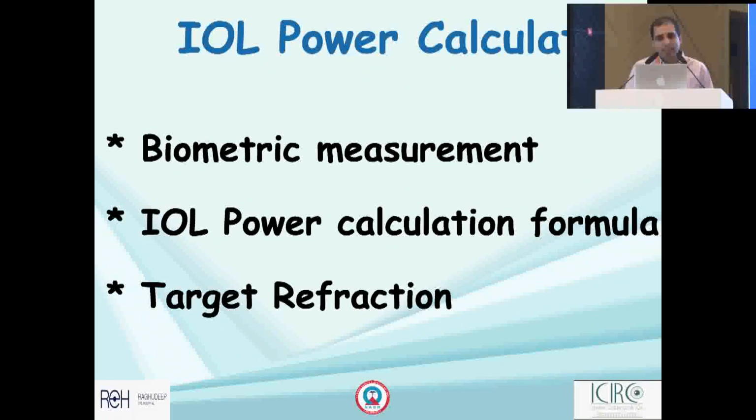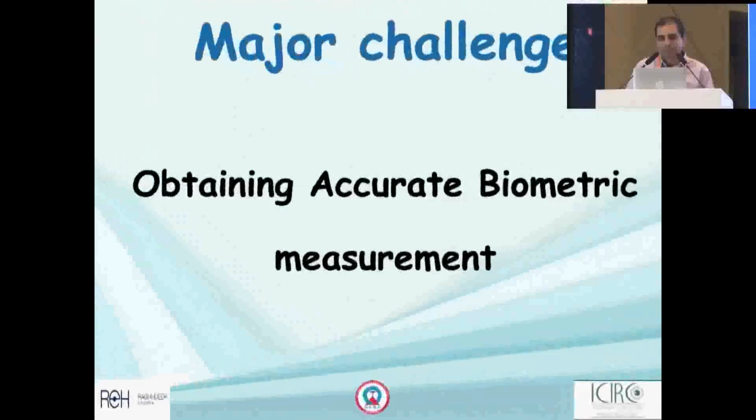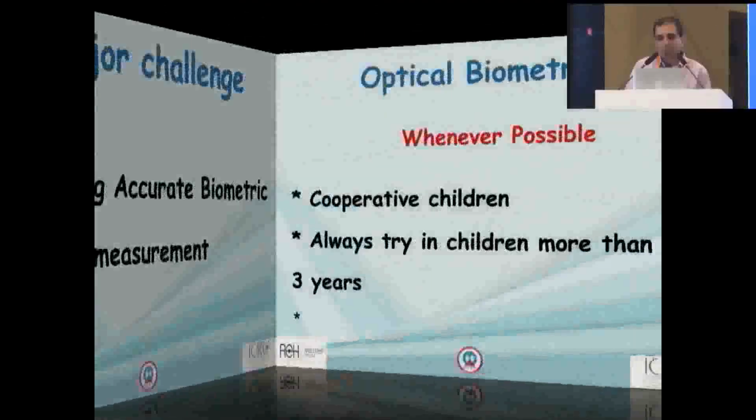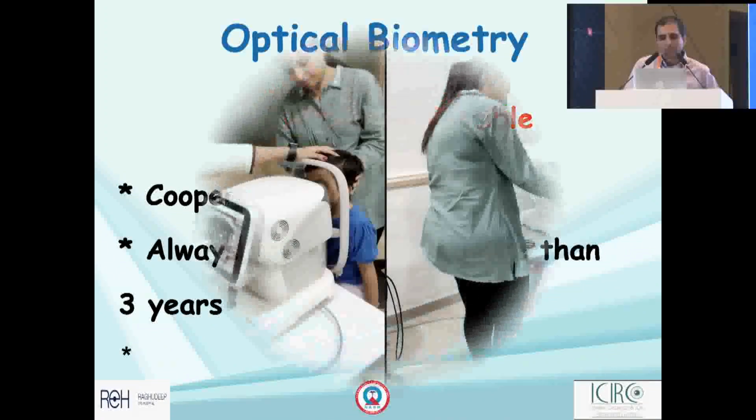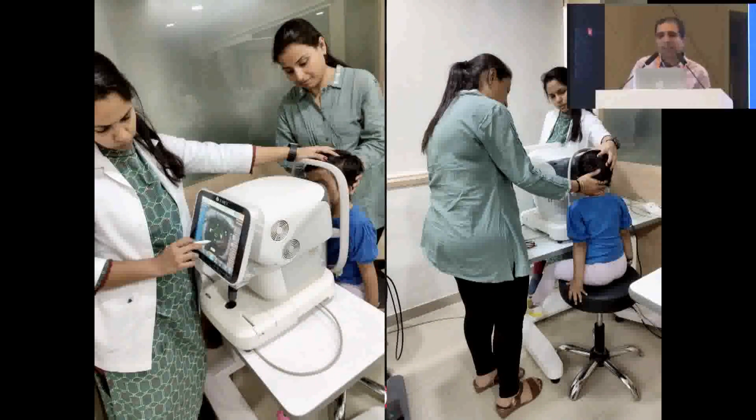So for IOL power calculations, we need the biometric measurements, the IOL power formulas to use for such eyes, and the target refraction, which is of extreme importance in these eyes. The major difficulty is that unlike in adults, although you may have access to all the best equipment in the world, children in most situations are not going to cooperate enough for you to take measurements on those wonderful instruments. So whenever possible in older, cooperative children, which generally doesn't occur before 3, 4 or 5 years of age, try to get optical biometry and readings with machines like you would do for older adults.